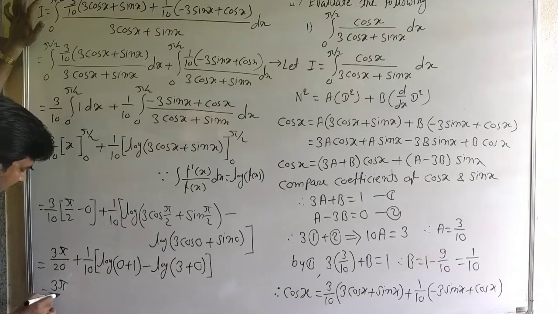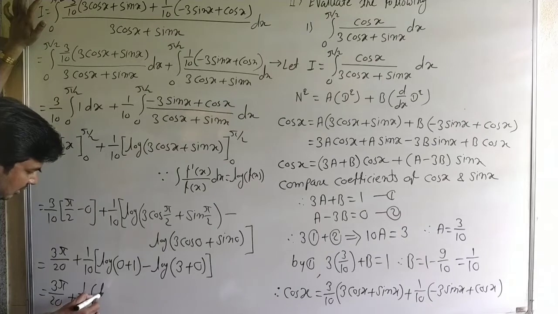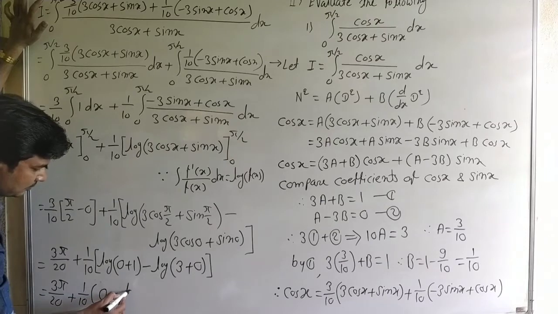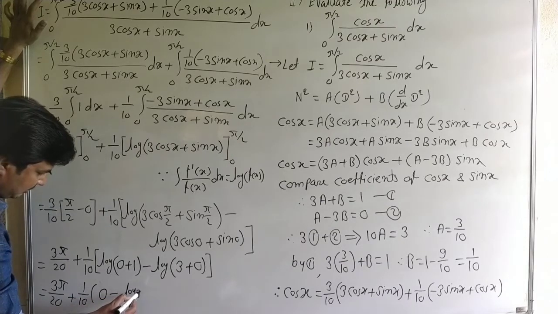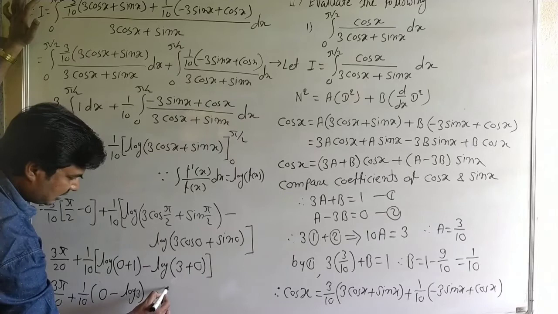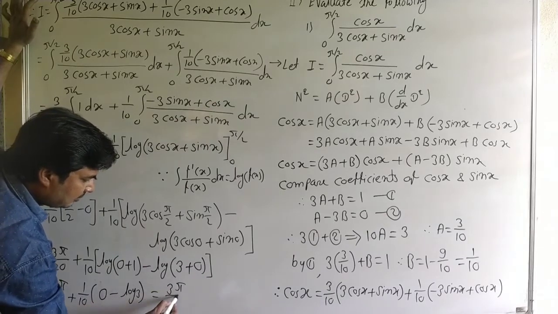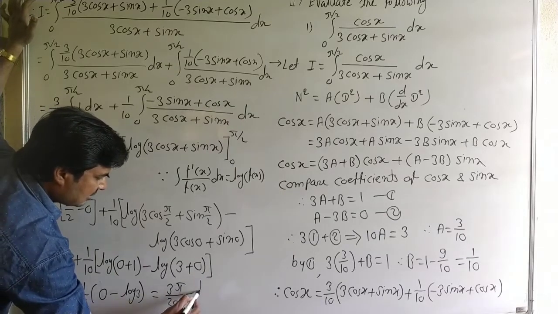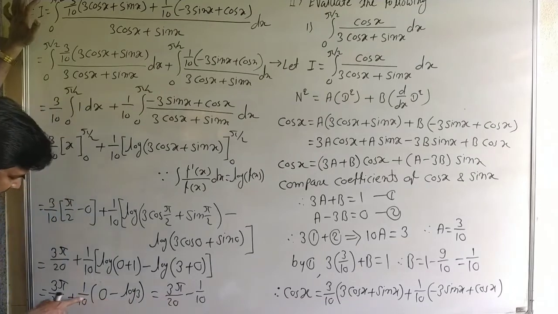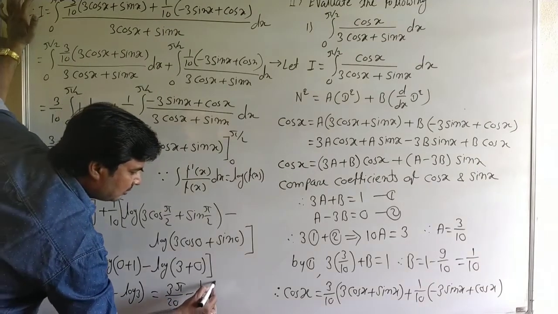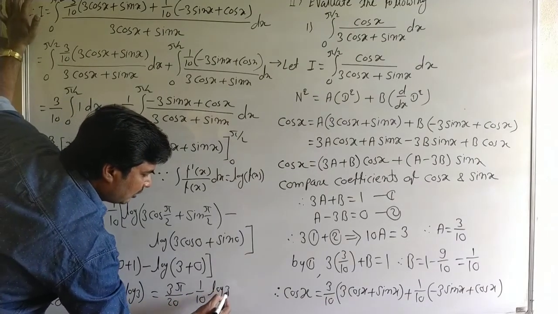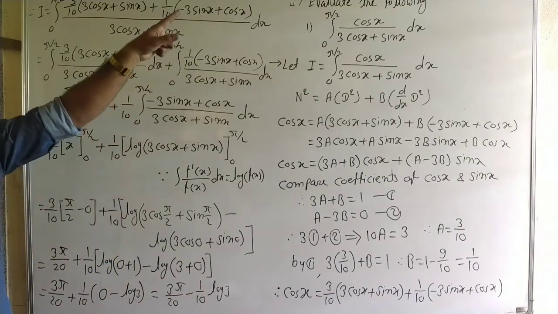3 pi by 20 plus 1 by 10. Here log 1 we can directly write is 0, minus log 3, and then the last answer is 3 pi by 20 minus 1 by 10. This minus we can write here 1 by 10 log 3. It is the last answer of this question.